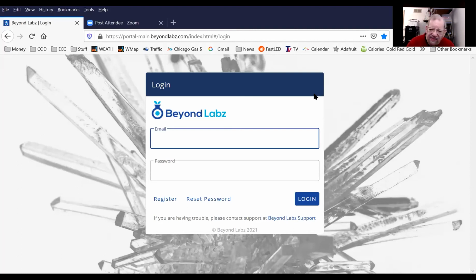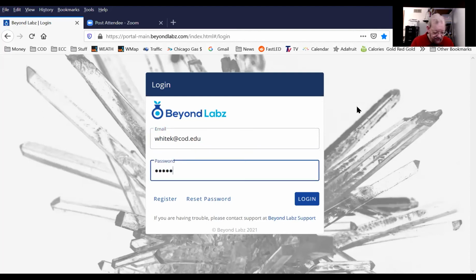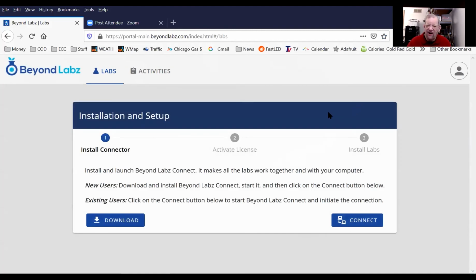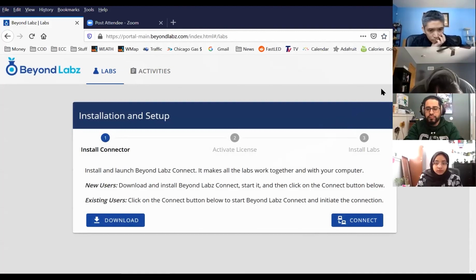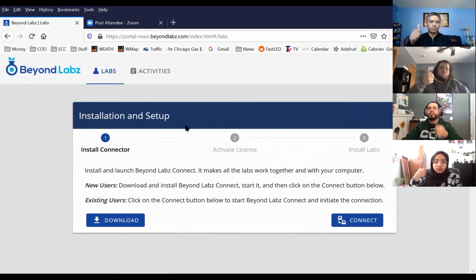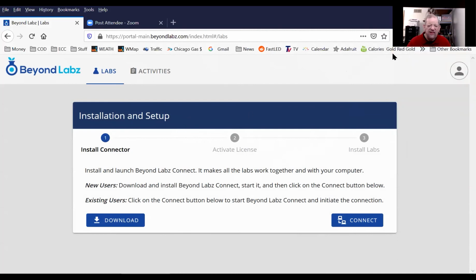I'm going to log in. Now, when you log in, thumbs up, people. Can you see installation and setup on your screen? Thank you. The first time I came back after I installed it, I wondered what I was doing in installation and setup. Well, you click connect.